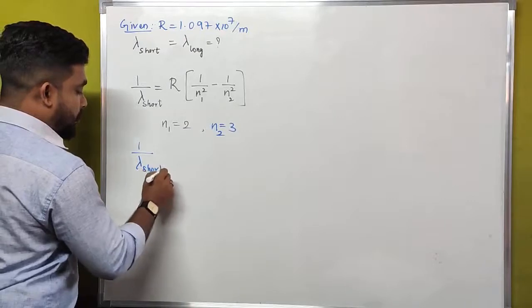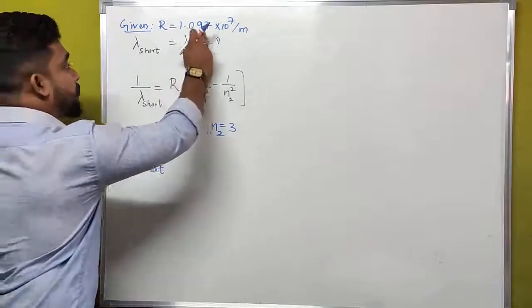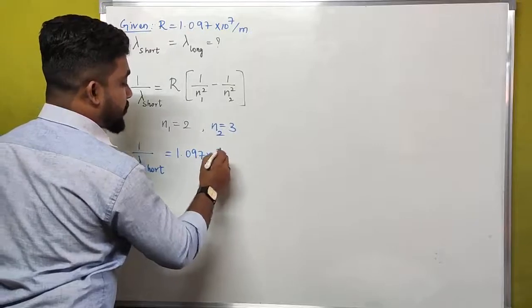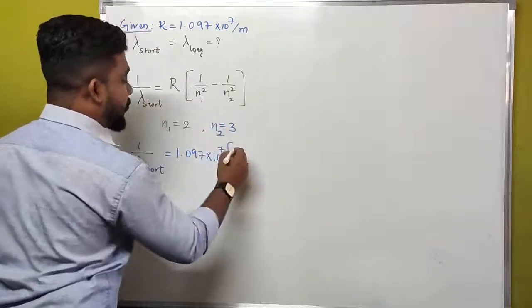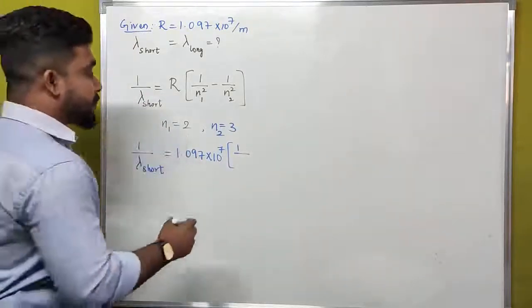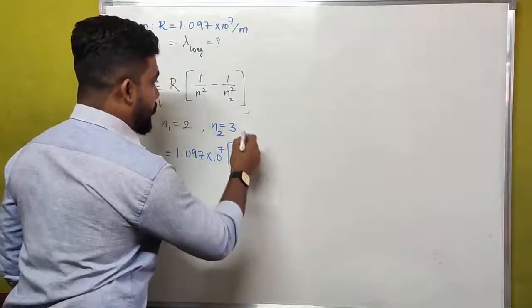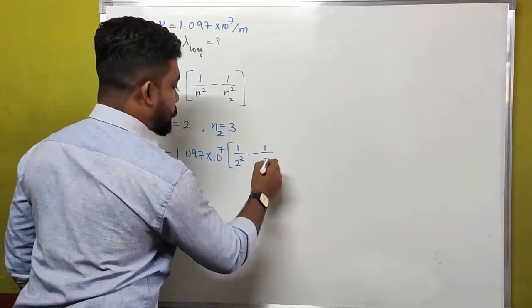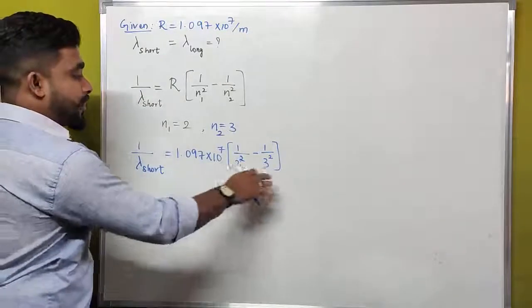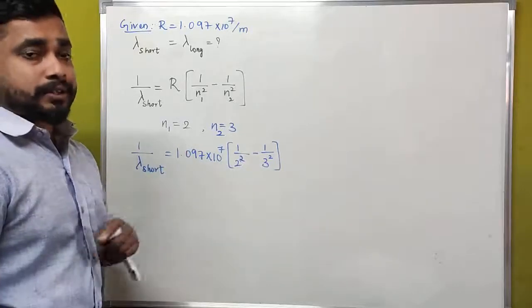If we calculate this thing, what we will get here is lambda short is equal to, what is R? R is Rydberg constant. Rydberg constant is 1.097 into 10 to the power of plus 7 into 1 divided by N1 square. What is the value of N1? N1 is equal to 2. That is 2 square here. We have to write 2 square minus 1 divided by 3 square. Actually, this is how we have to calculate the shortest or the longest wavelength of a Balmer series.